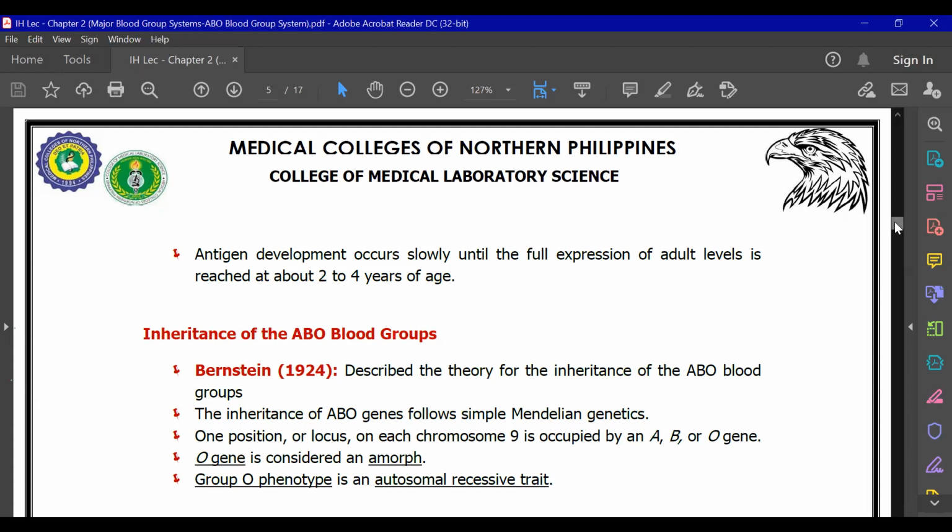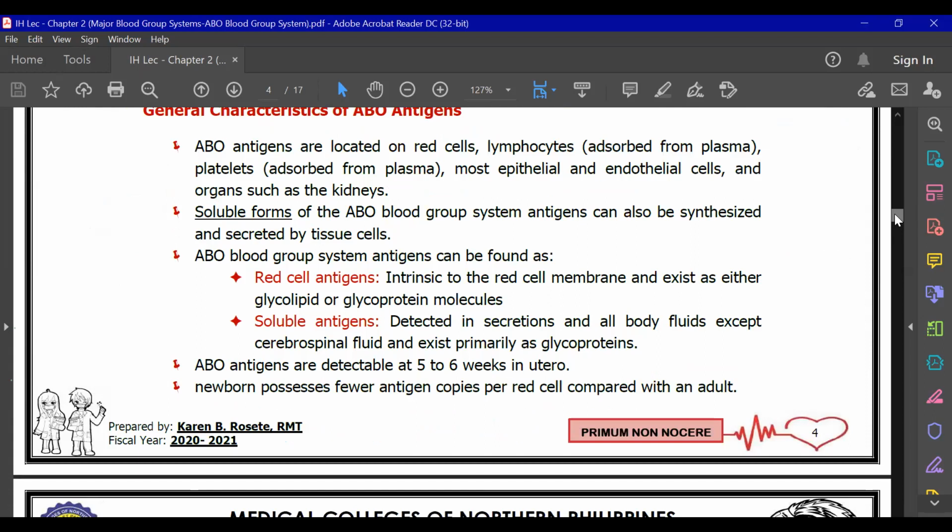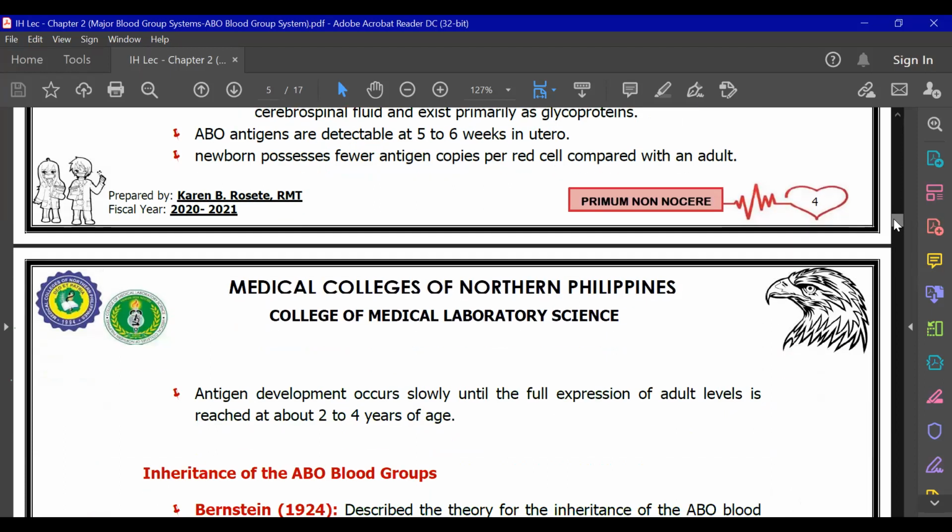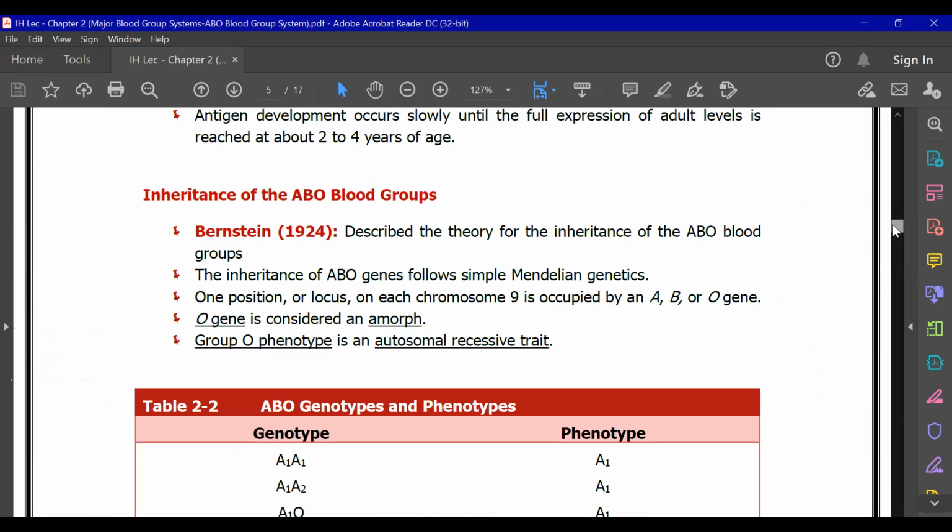But dito sa antigen natin, your ABO antigens can be detectable as early as 5 to 6 weeks in utero, and the maximum full expression of these antigens on red cells can be achieved at 2 to 4 years of age. Okay? So let's have now the inheritance of your ABO blood group. Dito na natin maa-apply yung genetic principles in blood banking, yung mga terms natin like amorph, recessive, dominant, codominant, autosomal. That's why sabi ko, it is important for us to learn the basic genetic principles in blood banking for us to understand better the inheritance of the blood group systems.